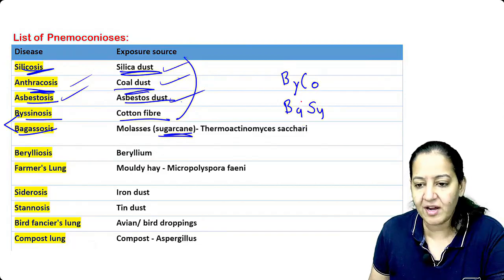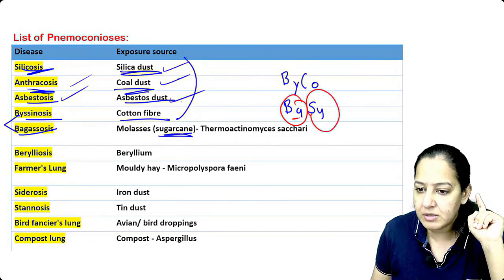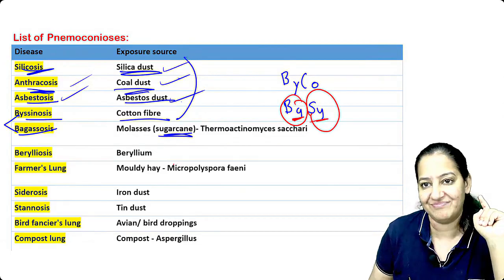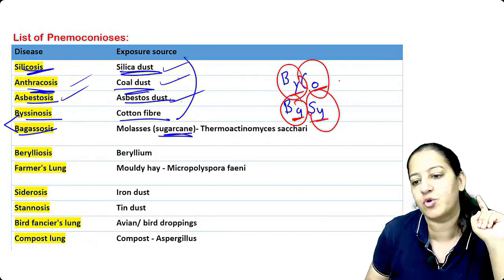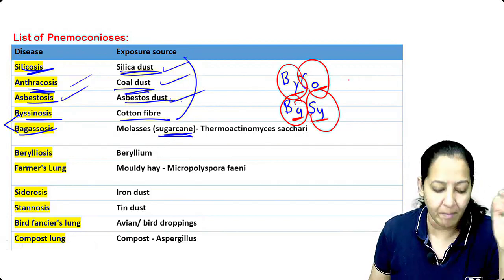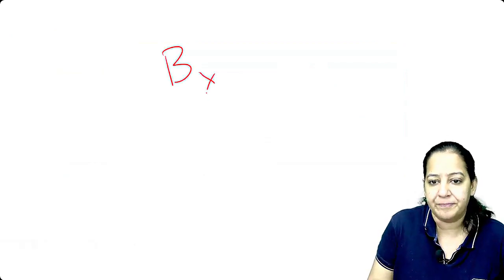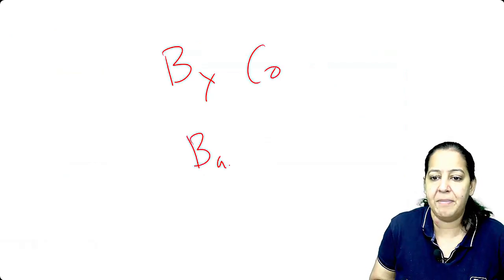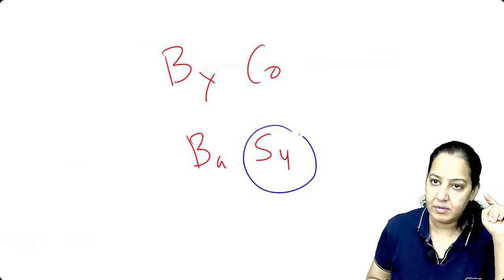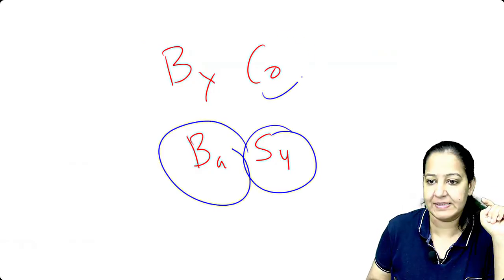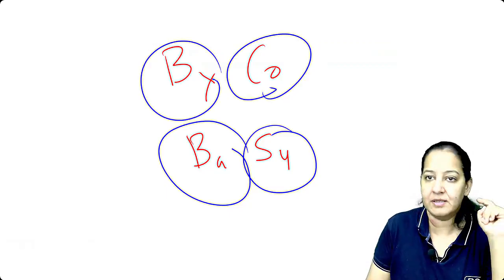So you can learn "basu": bagassosis is due to sugarcane. And you can learn "baiko": byssinosis is due to cotton. So it's a mnemonic I can tell you. Baiko and basu. You can learn like that. So sugarcane, bagassosis, and cotton, byssinosis. This is one mnemonic I have.